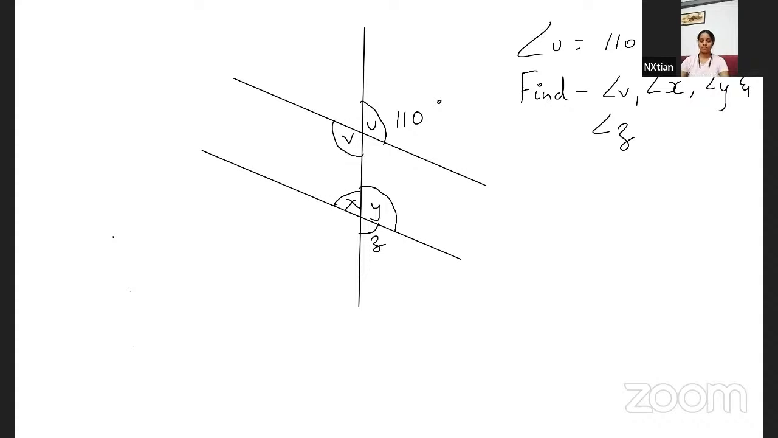Ma'am, I have no idea how to solve this. Yes, Anaya, what's your question? I was saying that I don't know how to solve this. I'm not able to. Okay, it's all right. No problem. We will discuss. I'll explain.